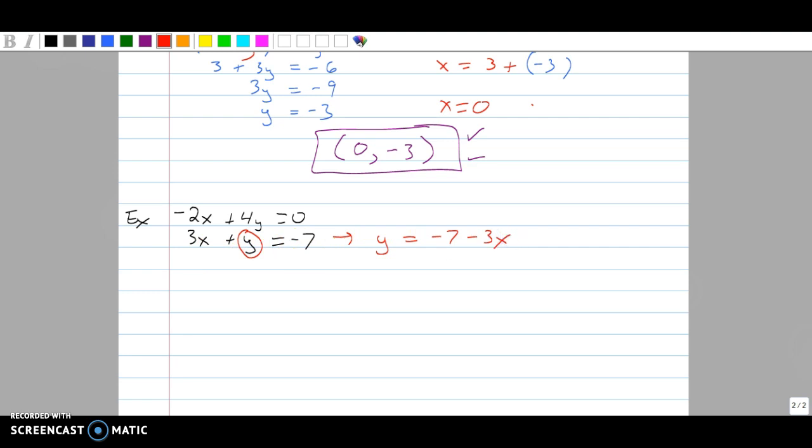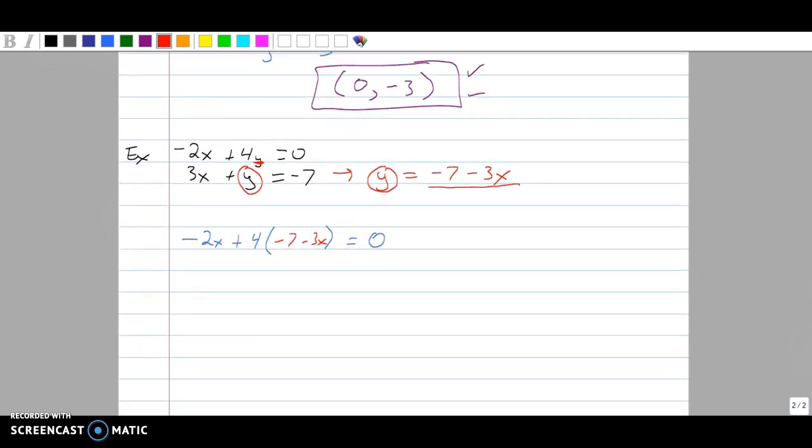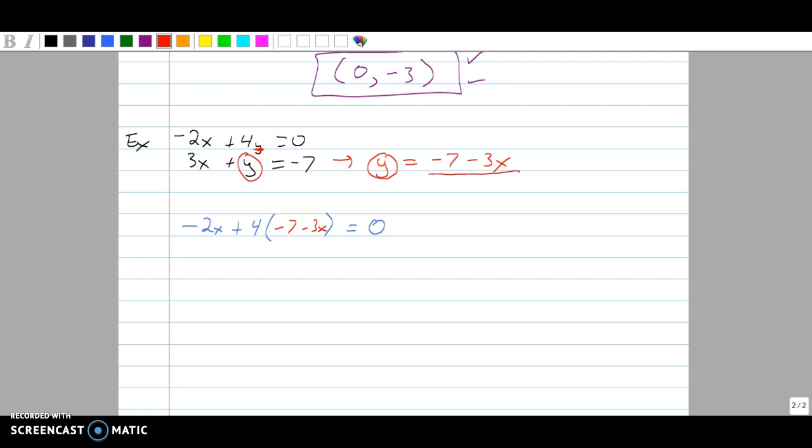Get a variable by itself. Once you have a variable by itself, you're going to take this and plug it in to the other equation. So we're going to plug it in for y here. So that means we have negative 2x plus 4 times something else is going in for y is equal to 0. What's going in for y? This stuff here. The negative 7 minus 3x. Alright, distribute, combine like terms, and solve.